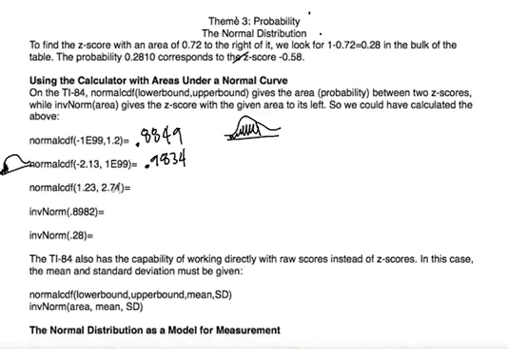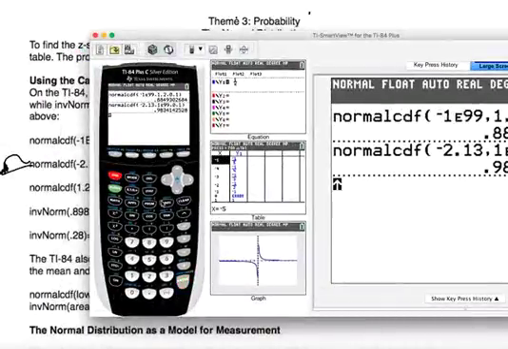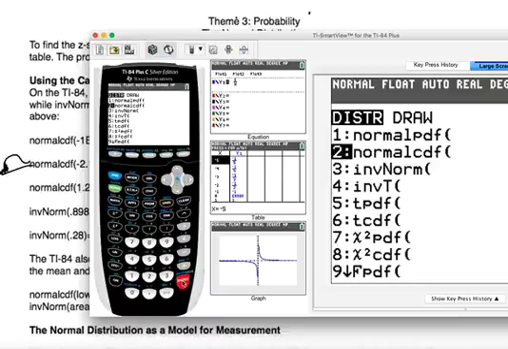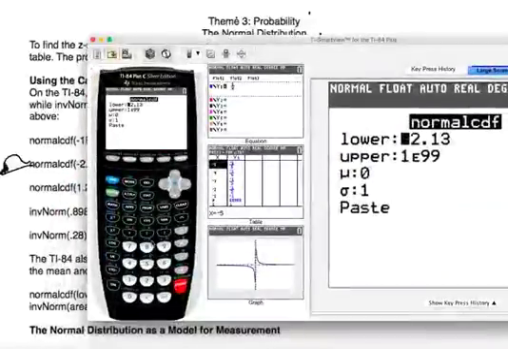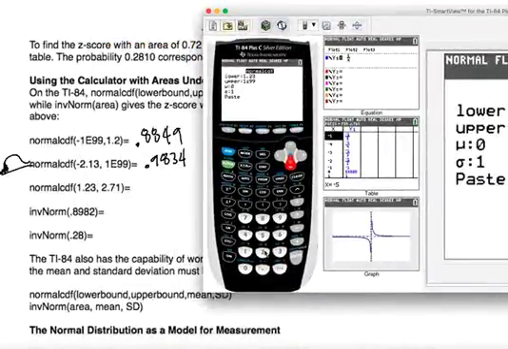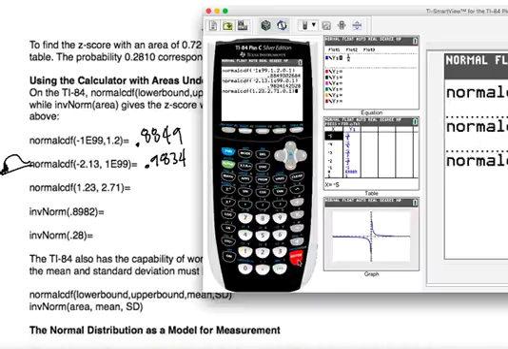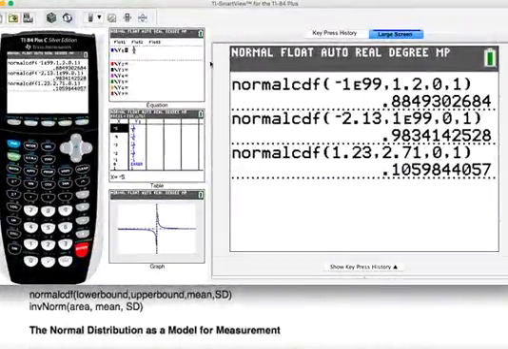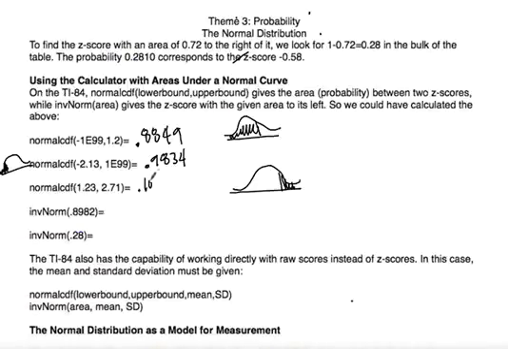This is an example of being between two values, so a picture like this. So we do second vars, normal CDF. Our lower bound is going to be 1.23 and our upper bound is 2.71. Mean is 0, standard deviation is 1. That would round to 0.1060.